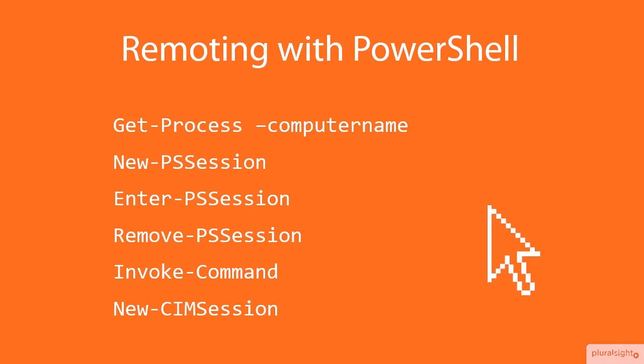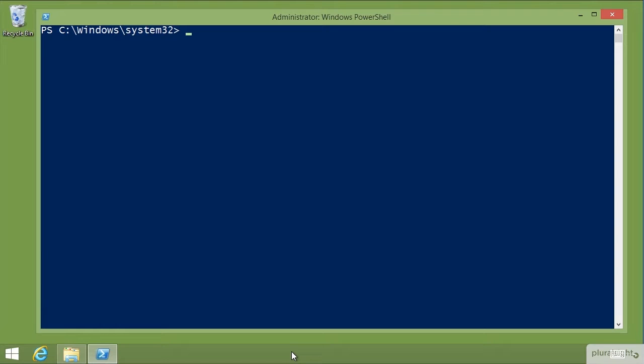In this demo, I'm going to run through all of the options I just discussed with you as I try gathering information from a remote client on our network, Client 02. So the first remoting option we're going to take a look at is one that you've seen before, using the -ComputerName parameter with a cmdlet.